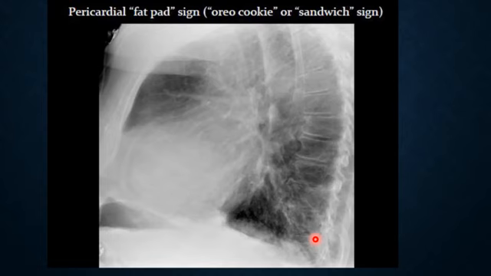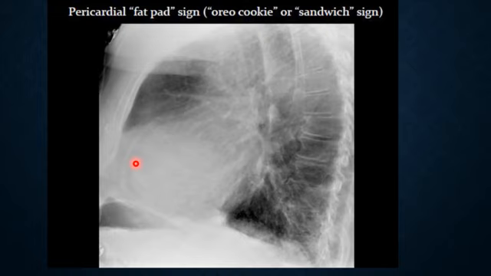So, a new sign here is what we call the pericardial fat pad sign. Some people call it the Oreo cookie or sandwich sign. I like the Oreo cookie. So, what does it mean? It's a water density stripe between two layers of fat. These are the epicardial and the pericardial. You can see here two densities. I hope it's well seen on the data show. You can see two lucencies with a density in between.